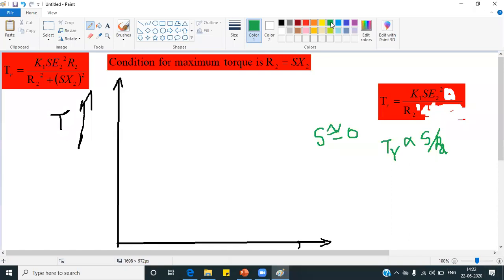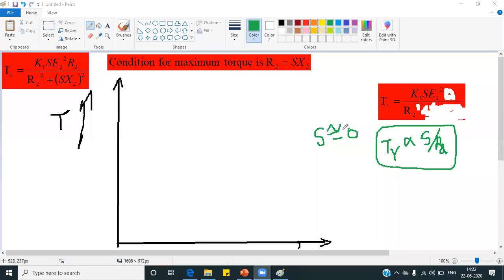Anyone understood how I have written this particular thing? TR is proportional to S, slip, by R2, right? Did you understand this? Yes, sir. Okay, please say once again. Guys, you see, this is a slip.